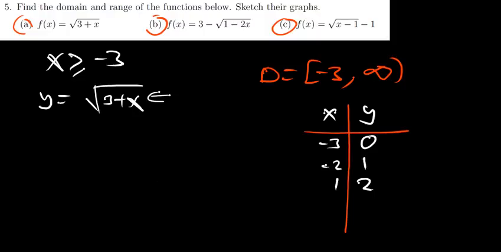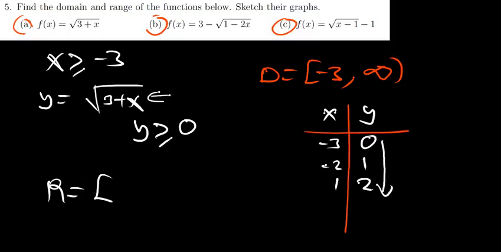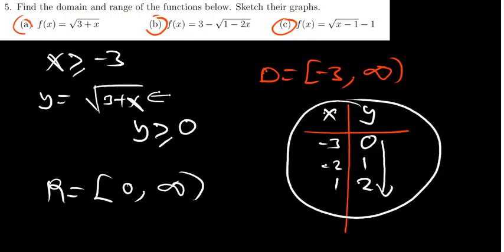Now, we can see the values of y are starting from 0 going up. So you are going to say that y has to be greater than or equal to 0. That is your range. Meaning your range is going to start from 0 all the way to positive infinity. Now, how do we sketch? You sketch using these coordinates which we have just come up with.